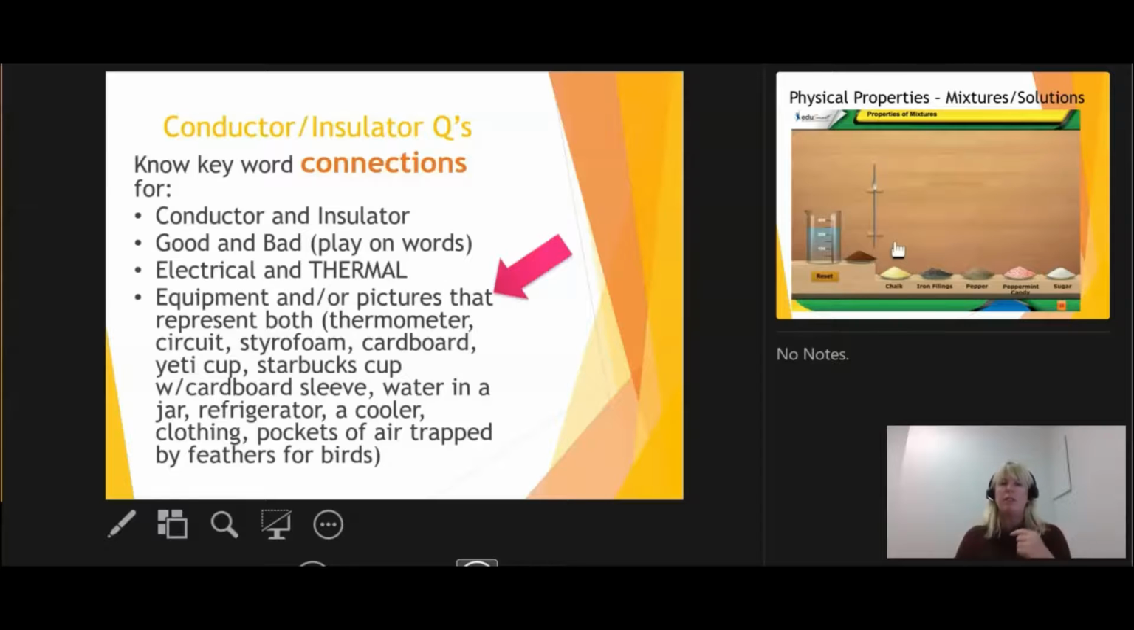Thermometer, circuit, styrofoam, cardboard, maybe a Yeti cup, a Starbucks cup with a cardboard sleeve, water in a jar, refrigerator, a cooler, clothing, pockets of air trapped by feathers for birds.